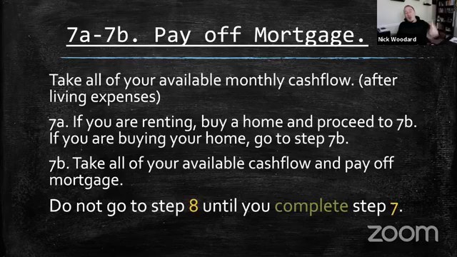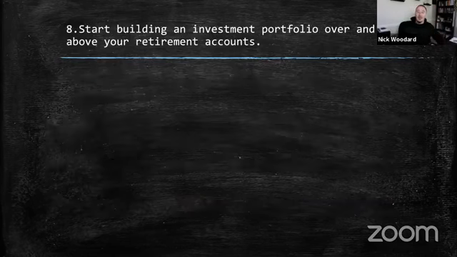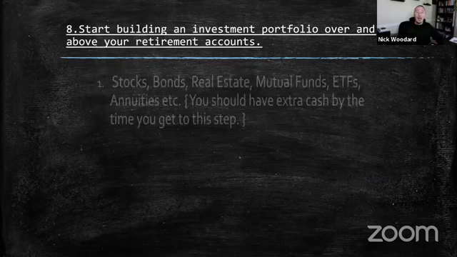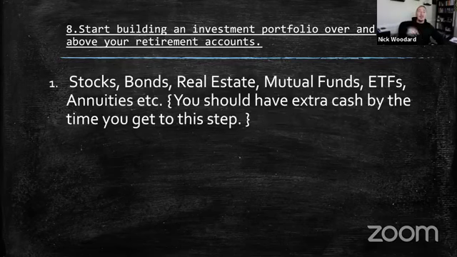And again, don't go to step 8 until you complete step 7, right? Then step number 8, right? Start building your investment portfolio over and above your retirement accounts, right? Stocks, bonds, real estate, mutual funds, ETFs, annuities. I got it. It sounds like Spanish. It did to me too, right?